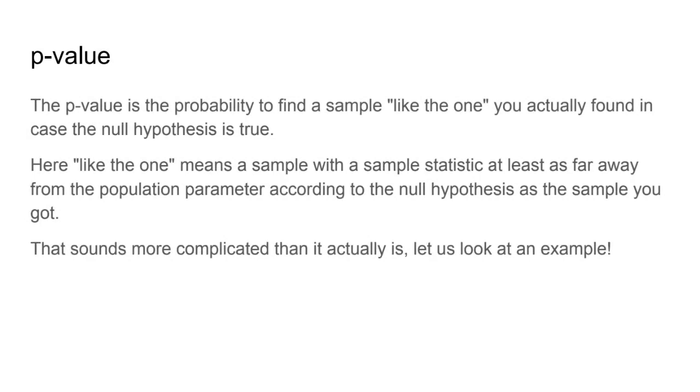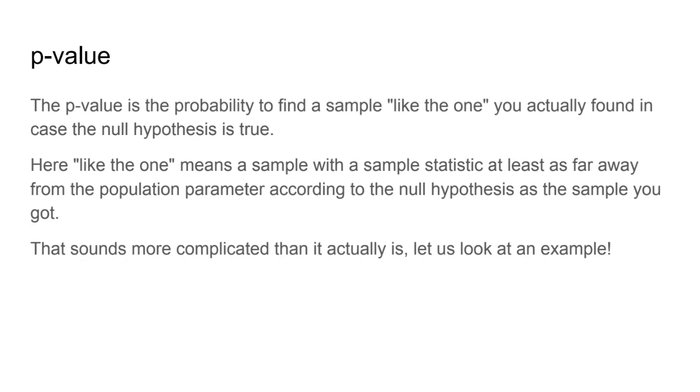Now, the p-value is the probability that we find a sample like the one we actually found in case the null hypothesis is true. So if we want to know what the p-value is, we assume the null hypothesis is true, we look at the sample that we actually found, and then we think, well, given the null hypothesis is in fact true, what would the probability have been to draw a sample like the one I actually got?